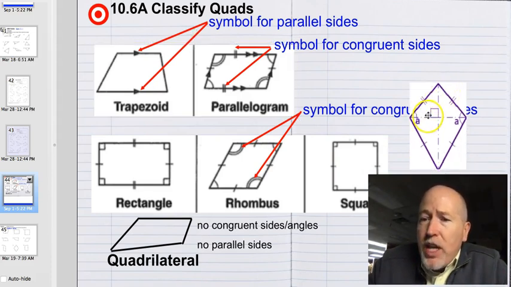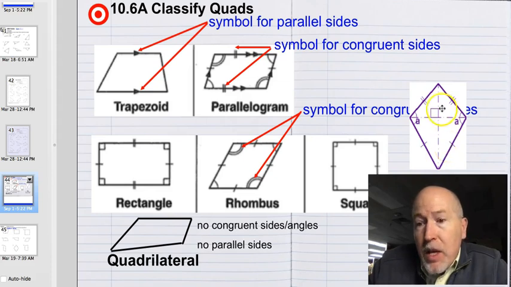A kite is going to have 2 sides that are congruent, the same length, but they're going to be next to each other. They are going to be adjacent. Look, these 2 sides are congruent, and these 2 sides are congruent. Hey, it makes sense. The other cool thing about kites is that when you bisect those angles like that, they meet at a 90-degree angle.